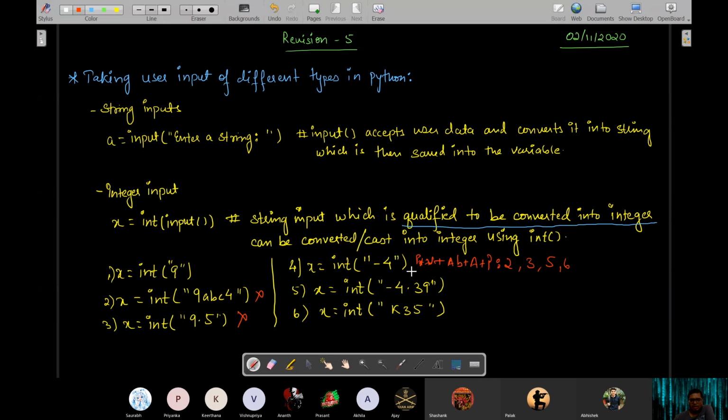Okay, let's take one more example. Let's say the seventh one is x is equals to 3 and 5 will work. Okay, he guesses. Okay. Let's say I will write now here 4.5 without quotes.